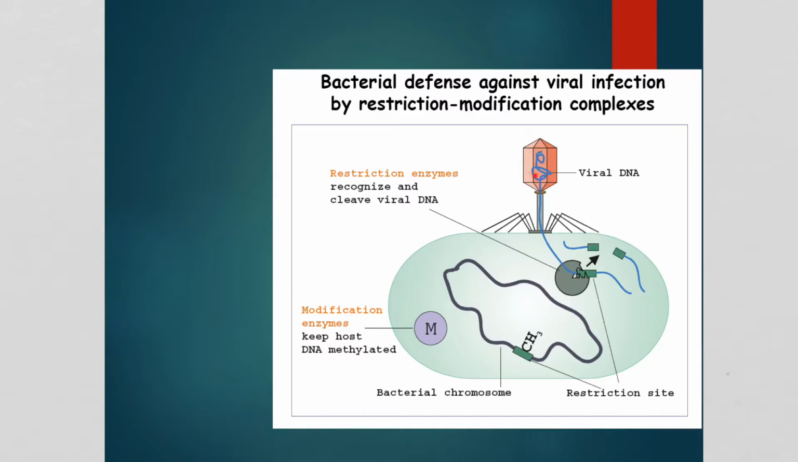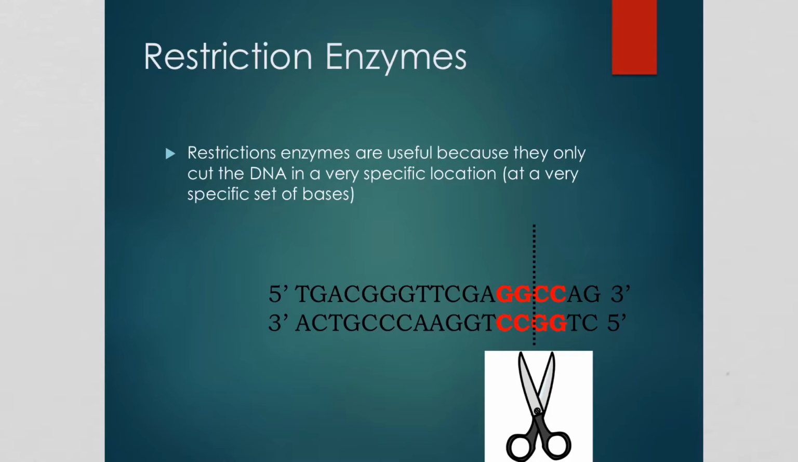You can see here's the virus's DNA. A little restriction enzyme, a chemical that cuts up DNA, and it cuts it up in these specific places so it doesn't actually cut up its own DNA. So restriction enzymes are useful to us because they only cut DNA in very specific locations. Like I said, it's a way for them to cut the virus's DNA. They cut at a very specific set of bases.